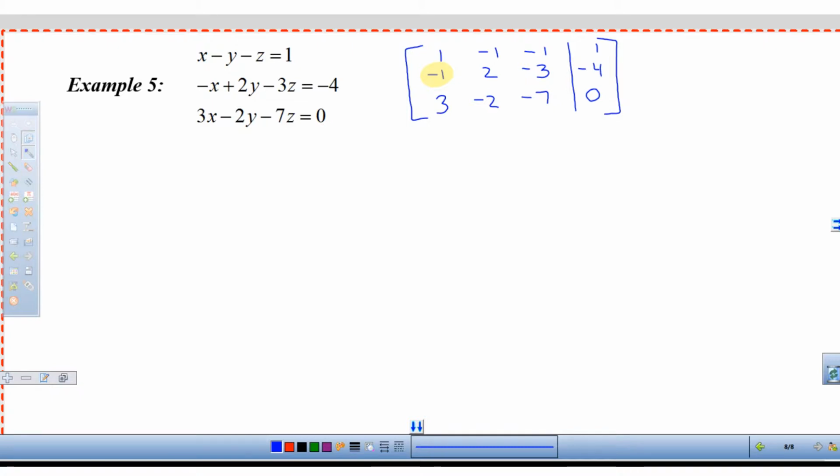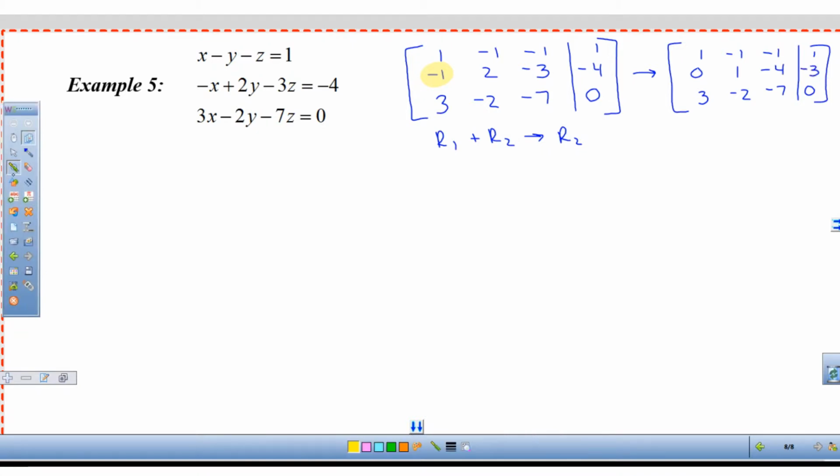Sorry, just whisper. So row 1 plus row 2 becomes my new row 2. Row 1 doesn't change. Row 3 doesn't change. Add row 1 and row 2. -1 plus 1, 0. -1 plus 2, 1. -1 minus 3, -4. 1 minus 4, -3.